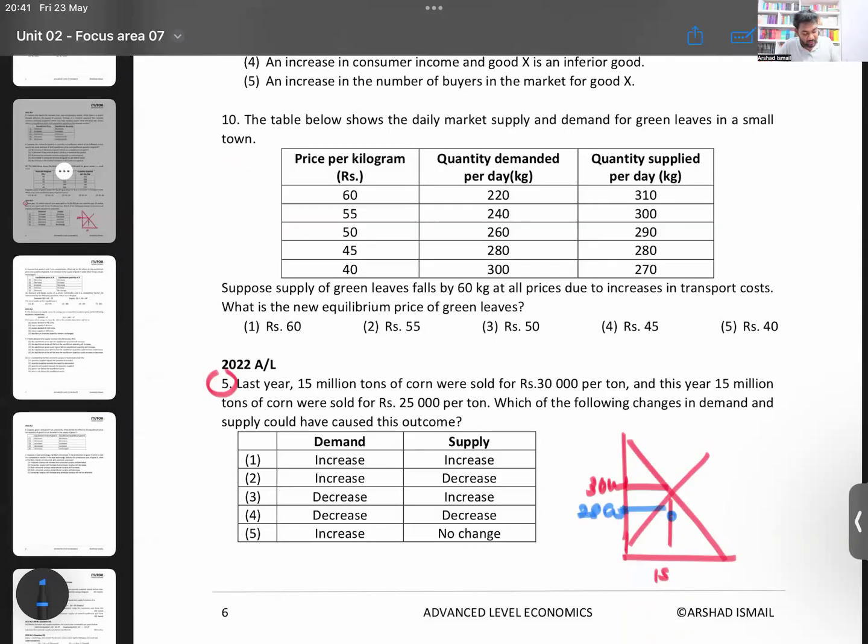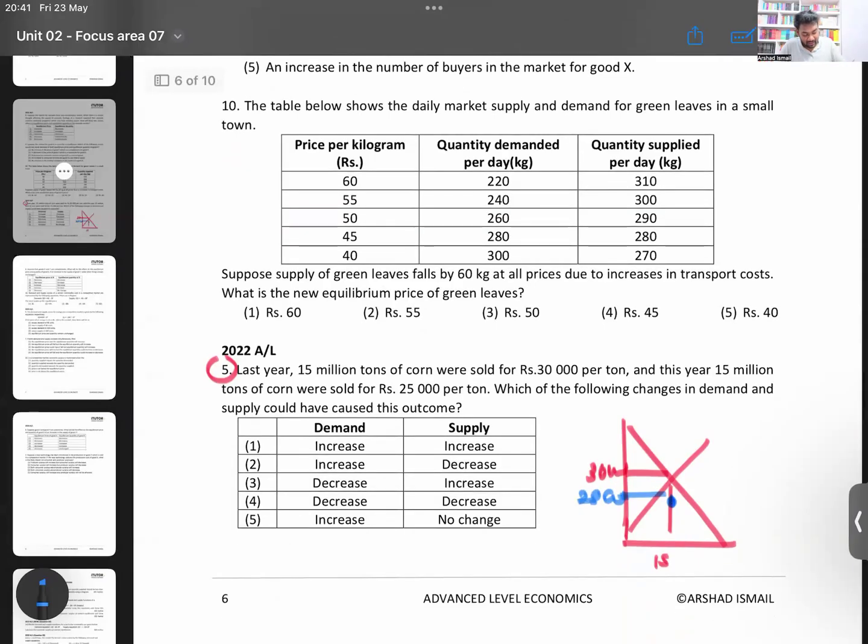So how do you go to equilibrium at this point? Demand has to come down, supply has to increase. So demand decrease, supply increase. Which one is your answer? Answer number 3. So same thing, they will repeat here and there. Now the same thing they can change it the other way around as well.